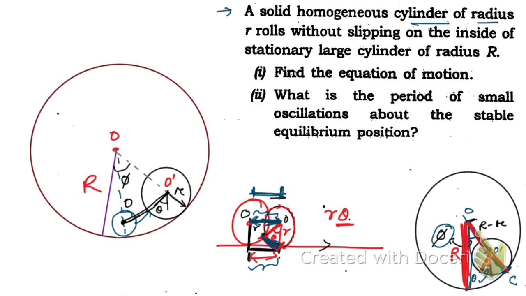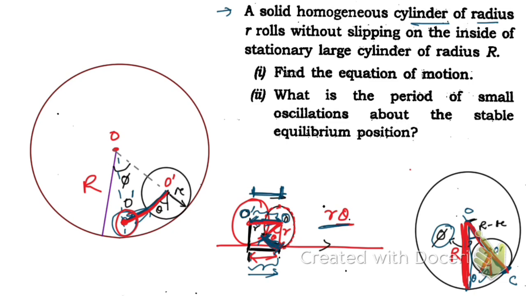If that is the case, this small arc is equal to r theta. And what will be the distance covered by this center when you have rolled through this distance? That will be given by this arc. This is the center O, and it has moved from this position to that position, right? So if you want to find the distance covered by the center of the smaller cylinder, you need to find the length of this arc, because this is not in the horizontal plane now.